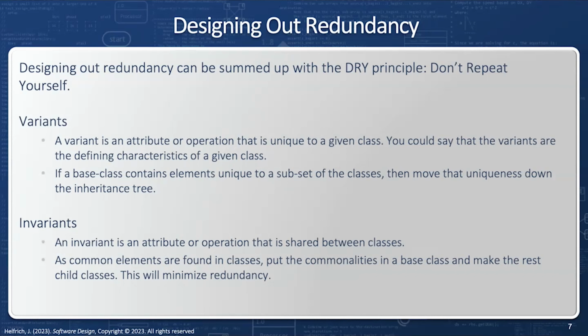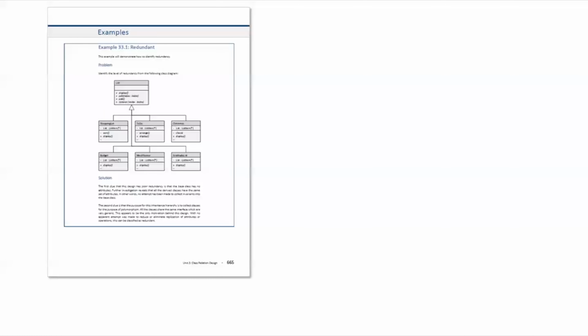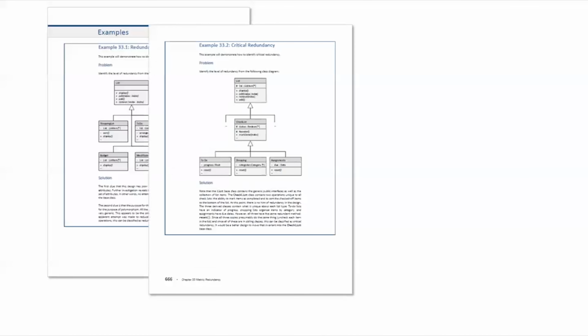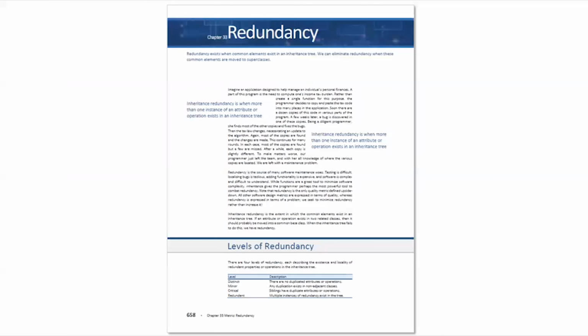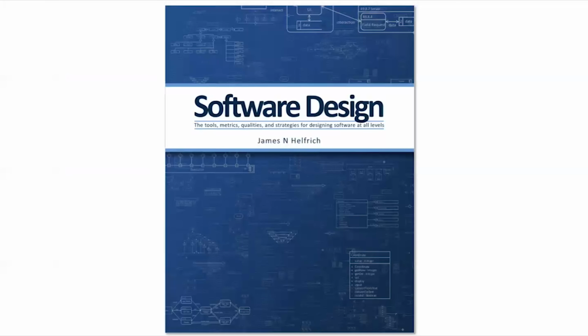So every time you look at an attribute or operation, ask yourself, is this a variant or invariant? If it's an invariant, move it up the inheritance hierarchy. If it's a variant, move it down. This is example 33.1, .2, .3, and .4 in the redundancy chapter of the software design textbook.